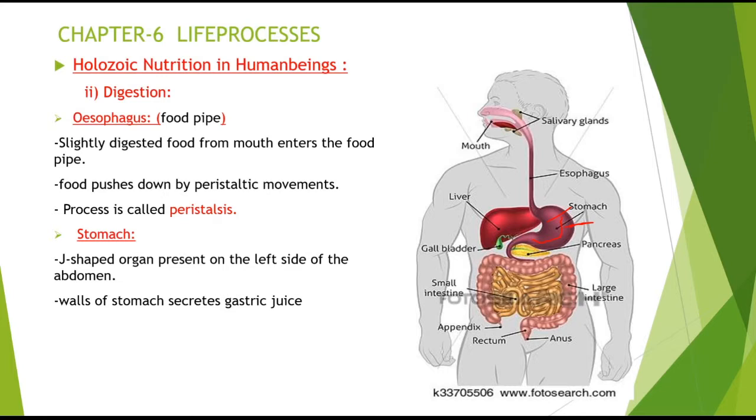This gastric gland secretes a juice called gastric juice. This gastric juice consists of three substances. What are those three substances, children? It is HCl, pepsin, which is an enzyme, and mucus.